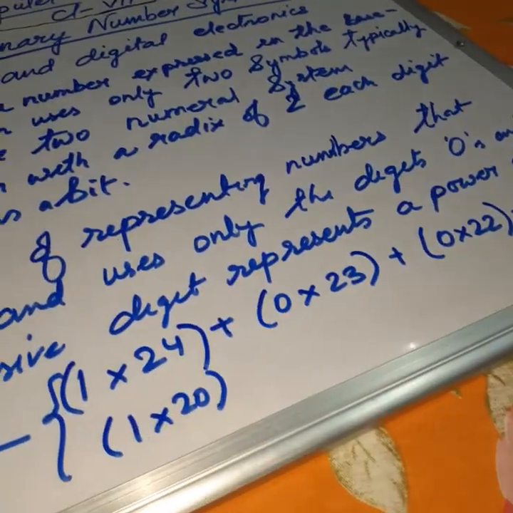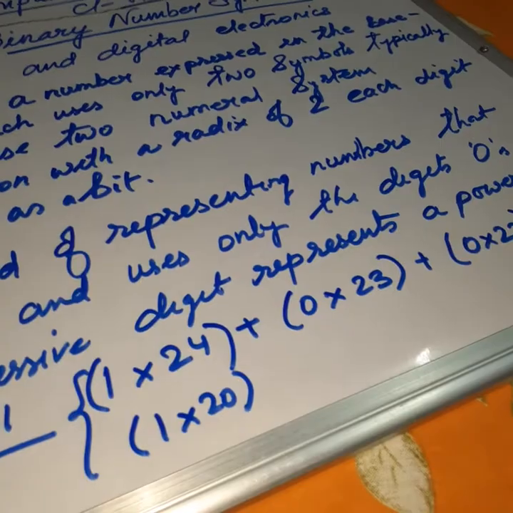So this is the formula of the binary system. Understand? Zeros and ones. I'm telling you, zeros and ones. This is the formula of the binary system. So I hope you have understood.